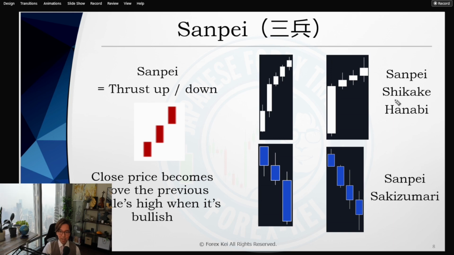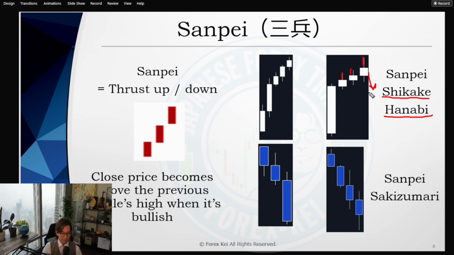The one above is called Sanpei Shikake Hanabi. Shikake Hanabi means like a time limit bomb, or time limit firework. Simply what this means is that this candlestick is bullish and very strong, and then the next candlesticks are bullish and bullish and bullish, but the bodies are becoming tiny and tiny, and also the wicks are getting longer and longer. So this indicates the potential end of the trend. The market may reverse after this.